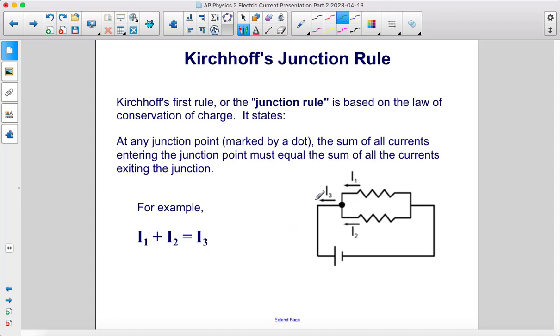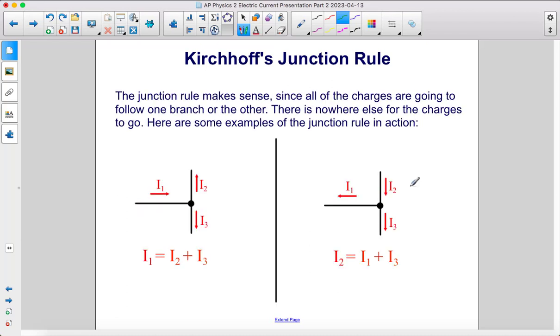For example, the current here in I1 plus the current here in I2 is going to equal the current in I3. The junction rule makes sense since all of the charges are going to follow one branch or the other. There's nowhere else for the charges to go.